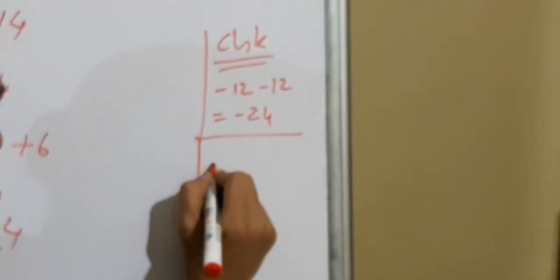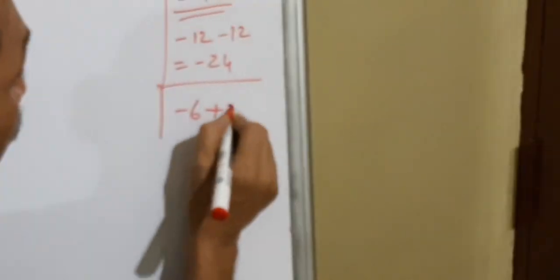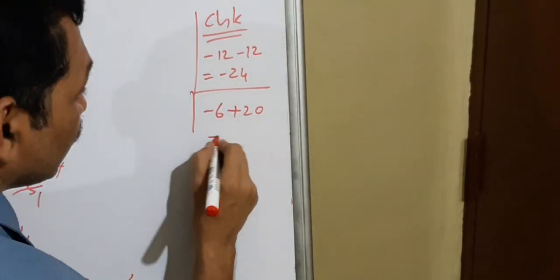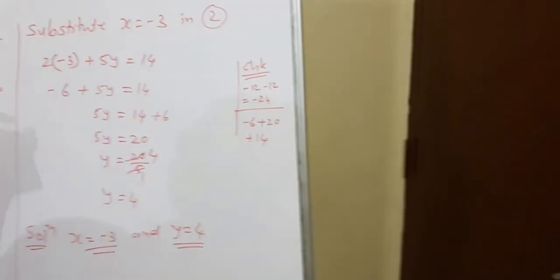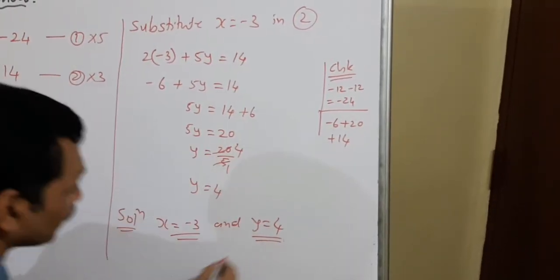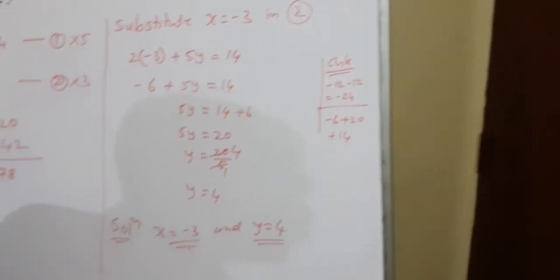3 into 2 is minus 6, and 4 into 5 is 20. So minus 6 plus 20 is plus 14. Yes, here plus 14. So our answer is correct. So x is equal to minus 3 and y is equal to 4.